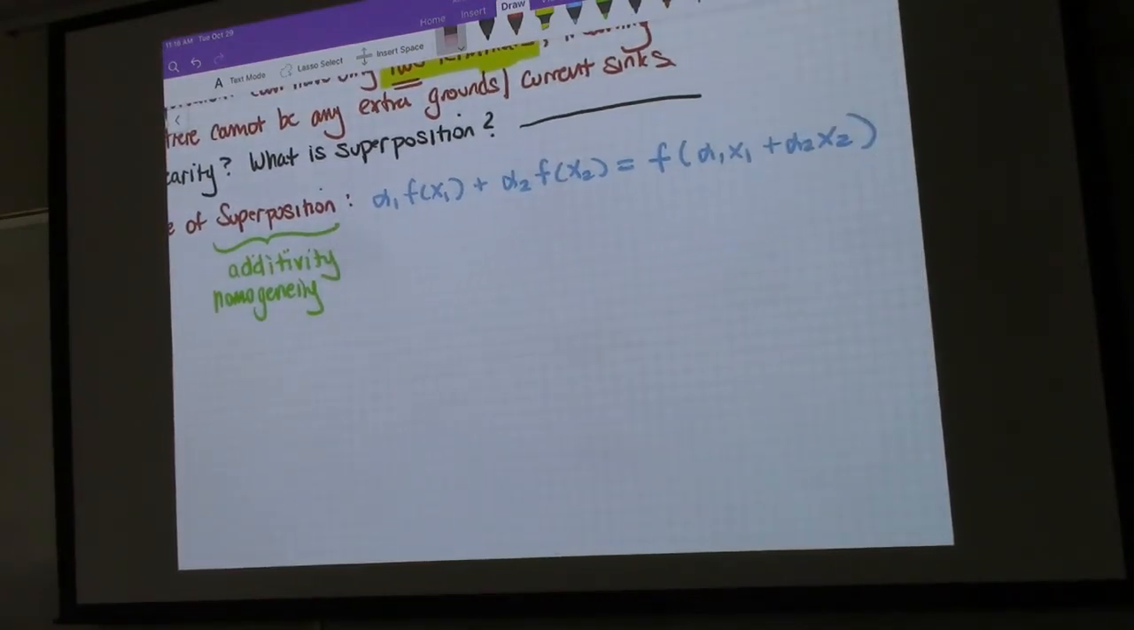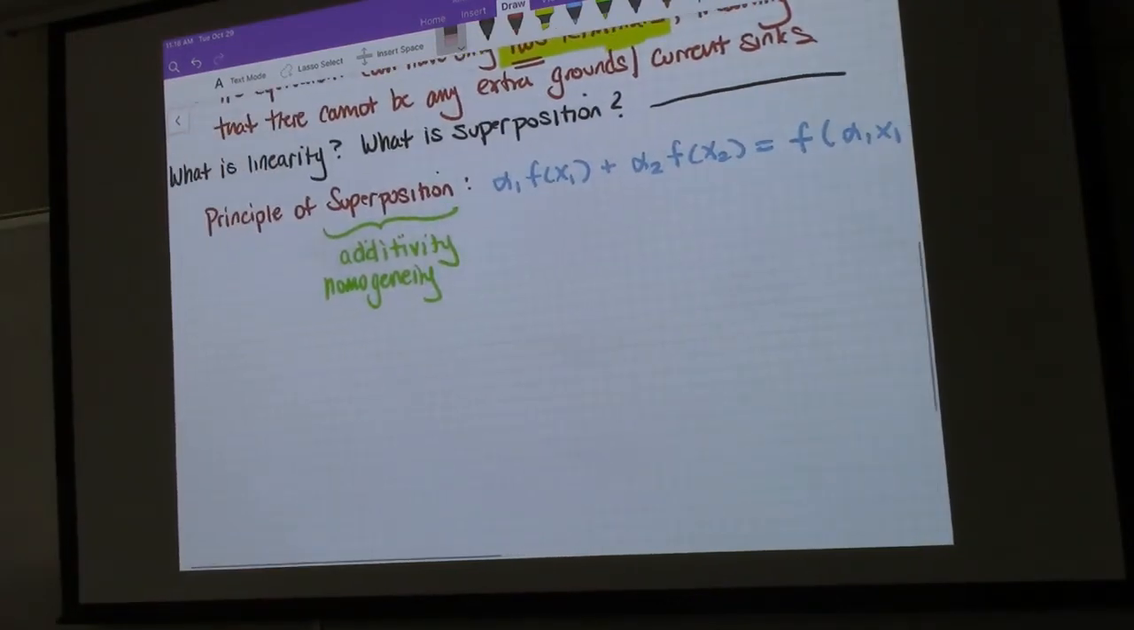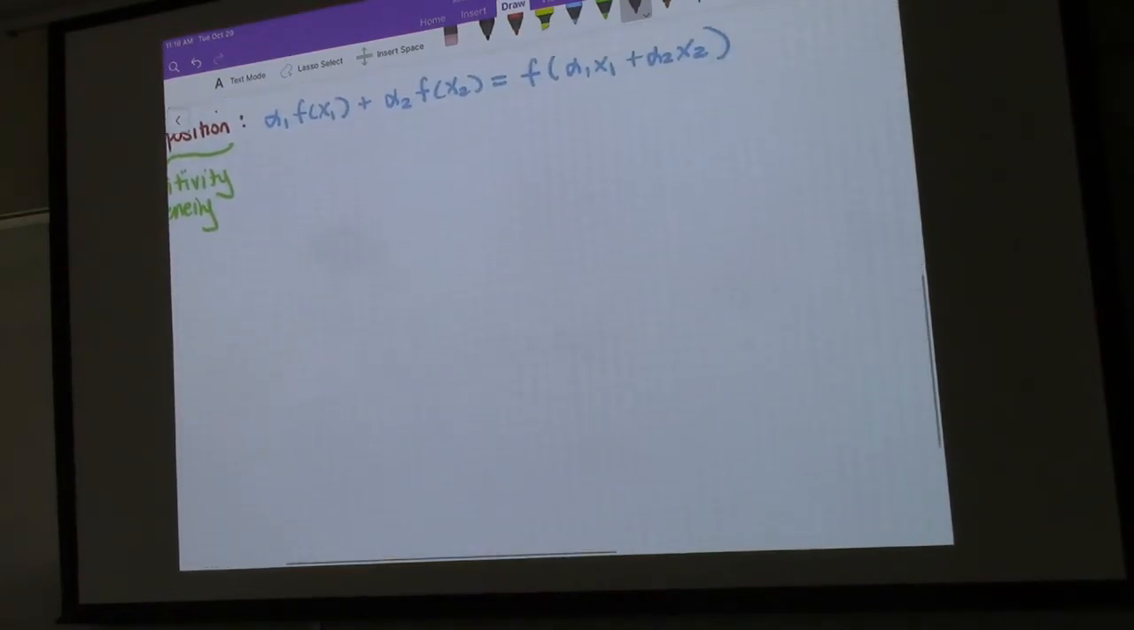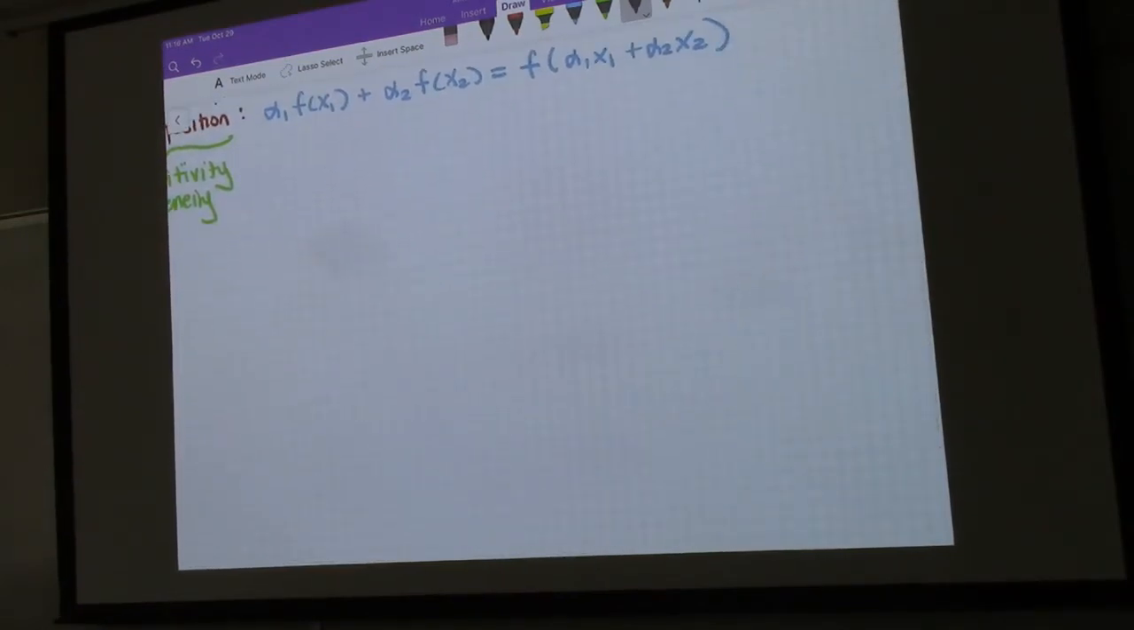Now, what does it mean for circuits? Okay, so let's say I had, and I'm going to move over to the right a little bit to give myself some space. Let's say I had a circuit that looked like this.